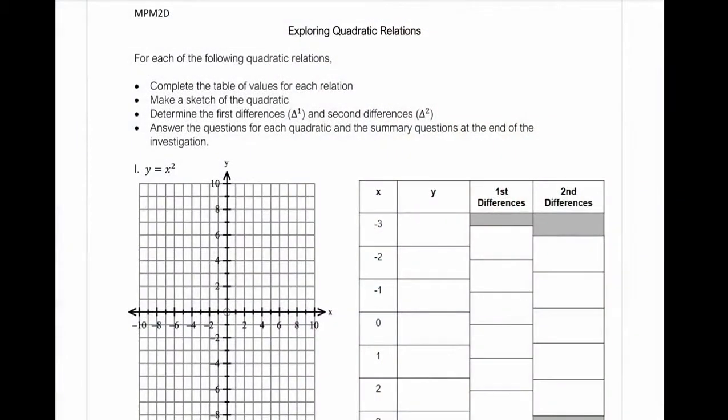In today's note, we are going to be exploring quadratic relations. What we're going to look at first is graphing quadratic relations from a table of values using an equation. For the following quadratic relations, we want to complete the table of values, sketch the quadratic, so basically plot the points, and determine the first and second differences.